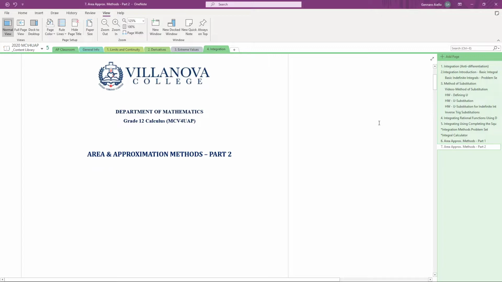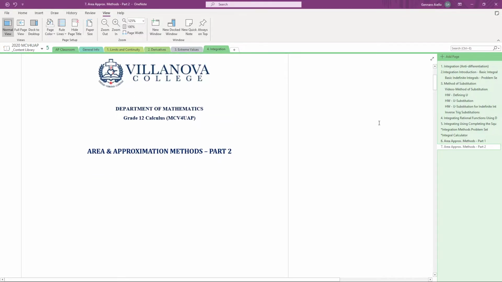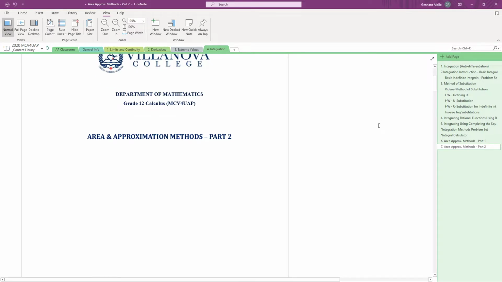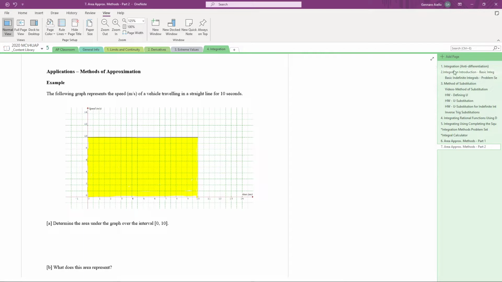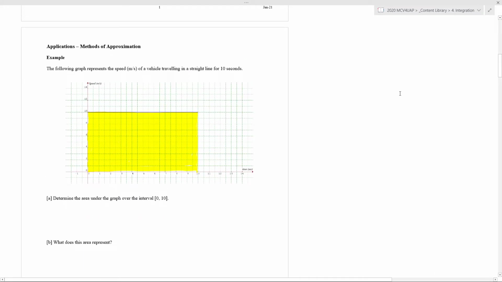So part 2 here focuses more on the applications of finding the areas under graphs and interpreting those areas. So what's the interpretation of the area under a graph? I'll take you through a bunch of examples, starting off pretty straightforward. So this is all in OneNote.